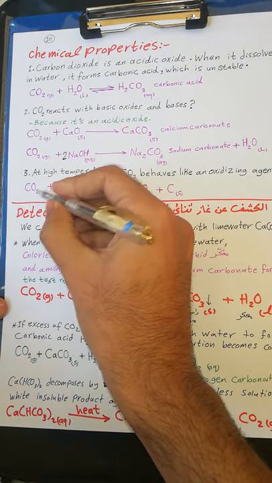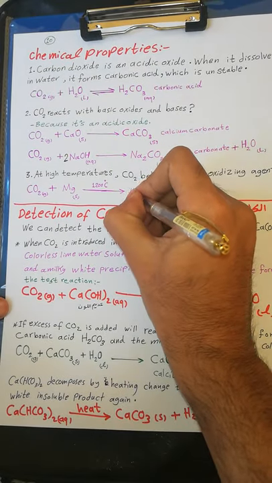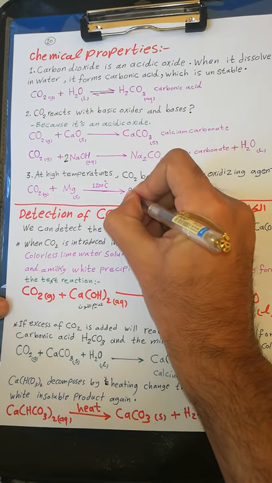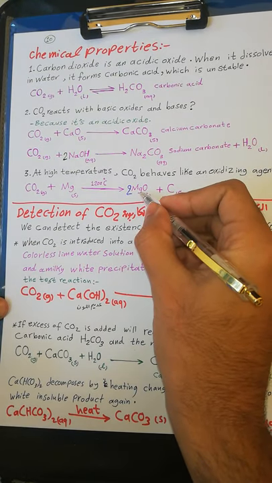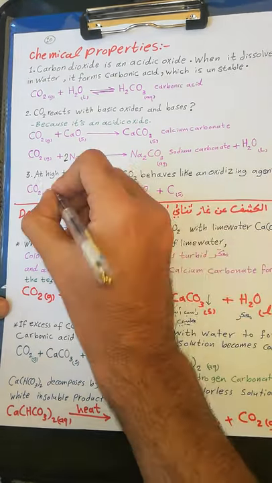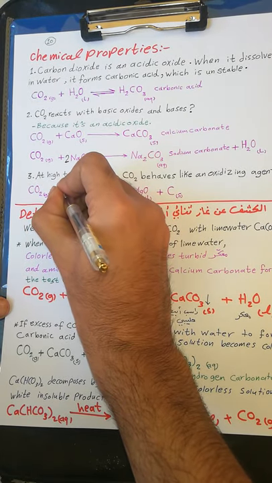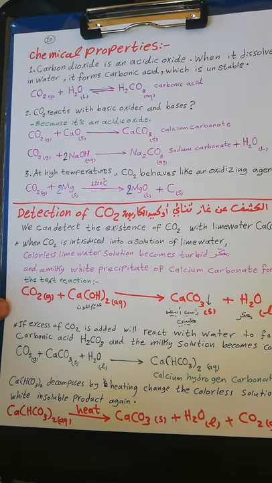How many O here? 2. How many O here? 1. So I multiply this by 2: 2MgO. How many Mg here? 1, 2. How many Mg here? 1. So I multiply this by 2.